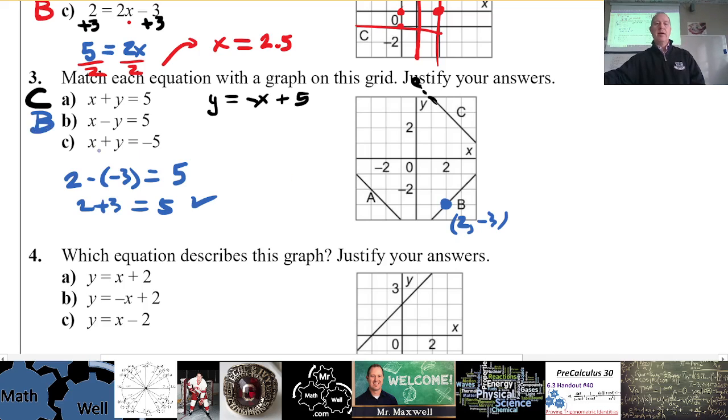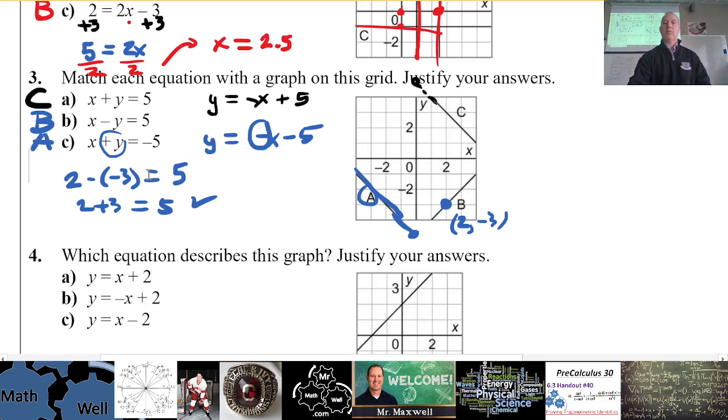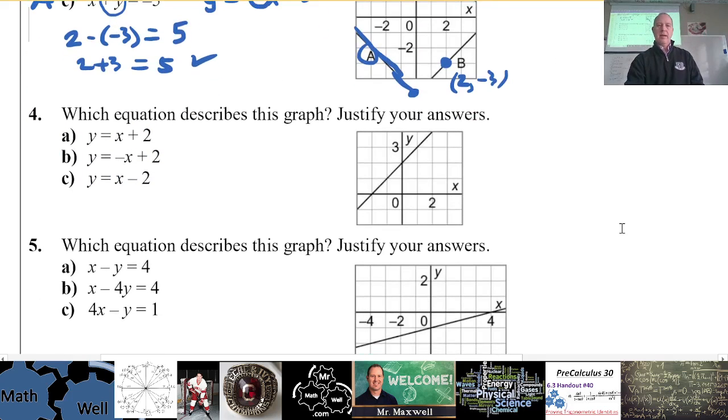And then finally, we have x plus y equals negative 5. Well, y equals negative x minus 5 when I solve for y. So negative 5 as an intercept, great. Negative slope, that is A. So this one is CBA. Good? Okay, for number 4, this is an oblique line, right?